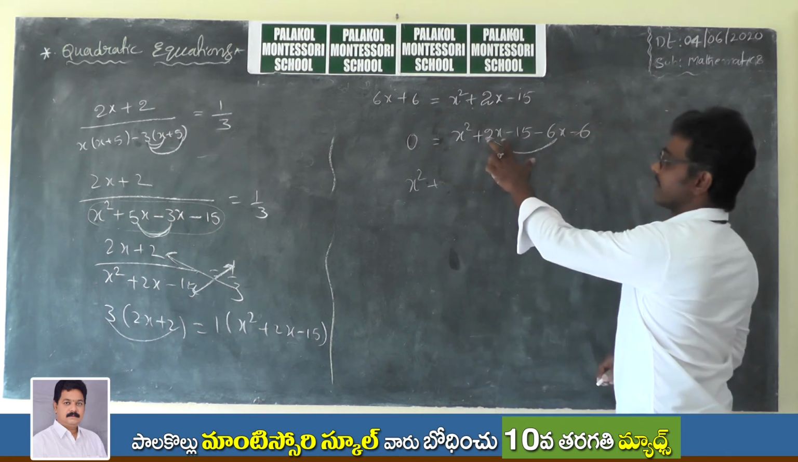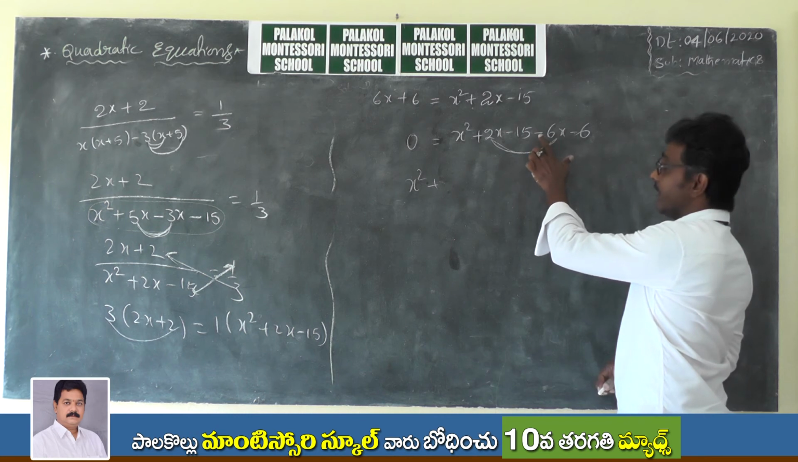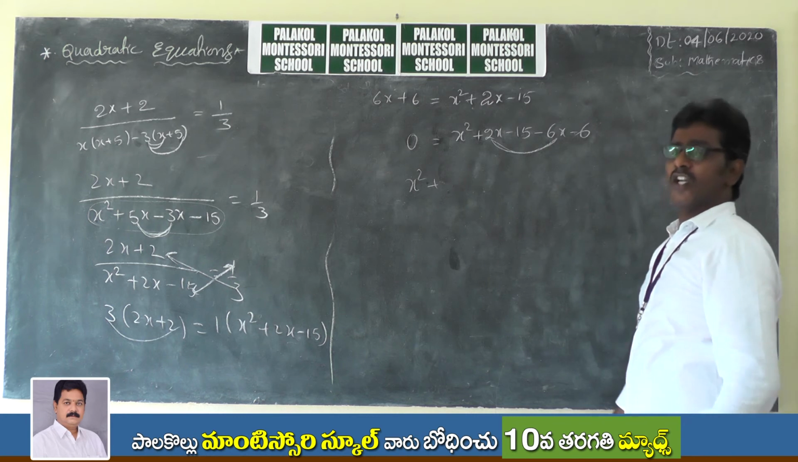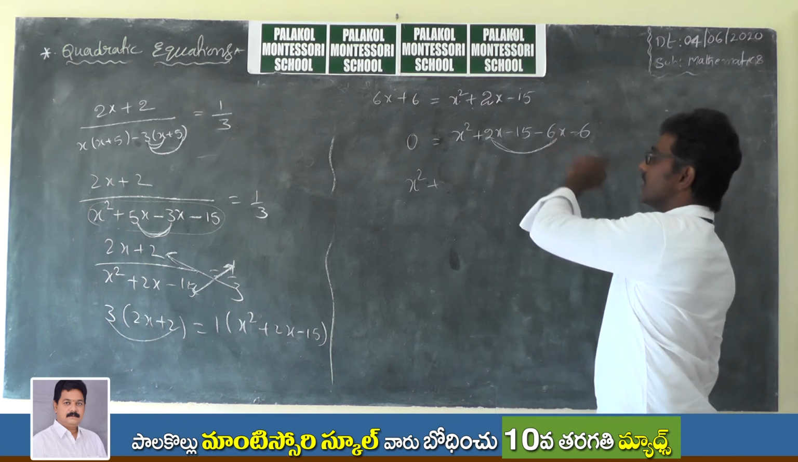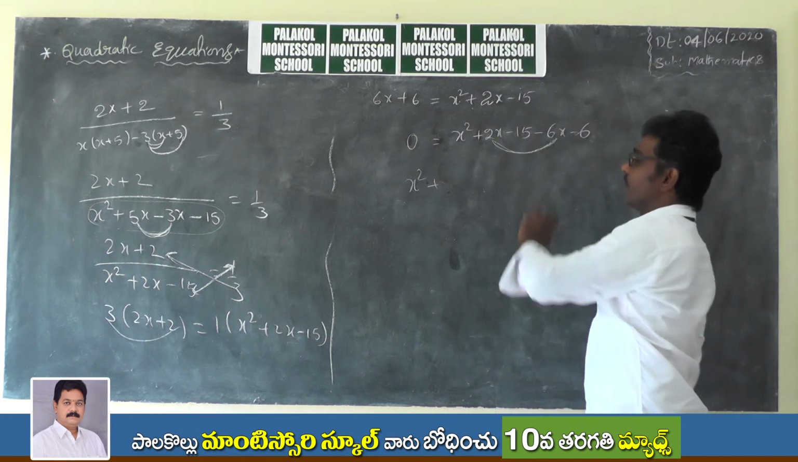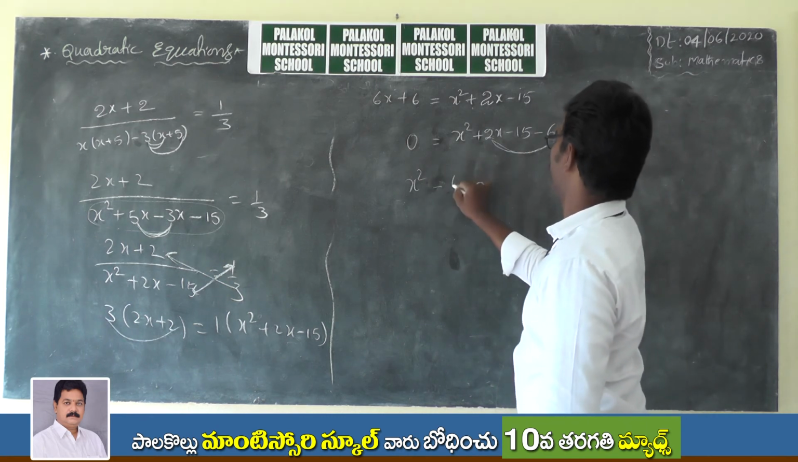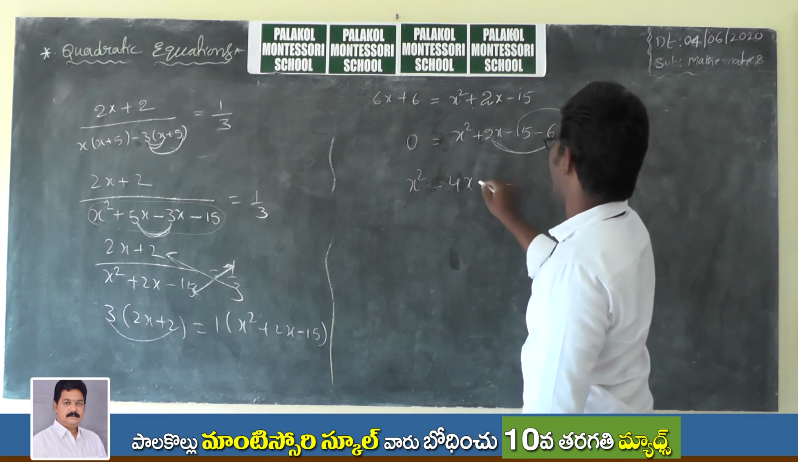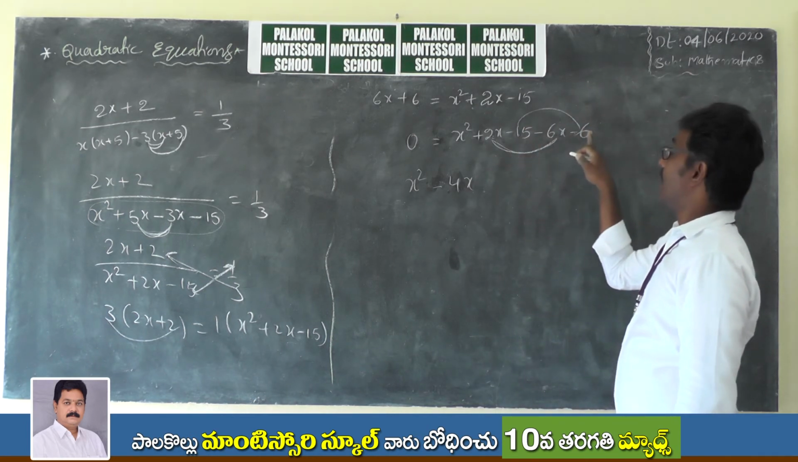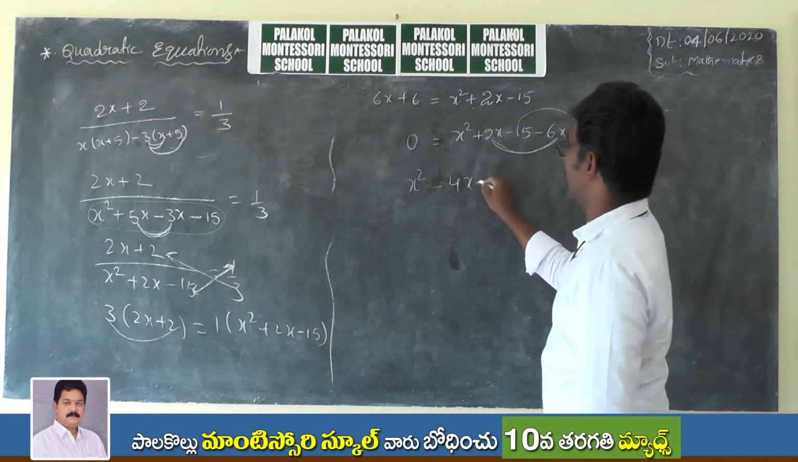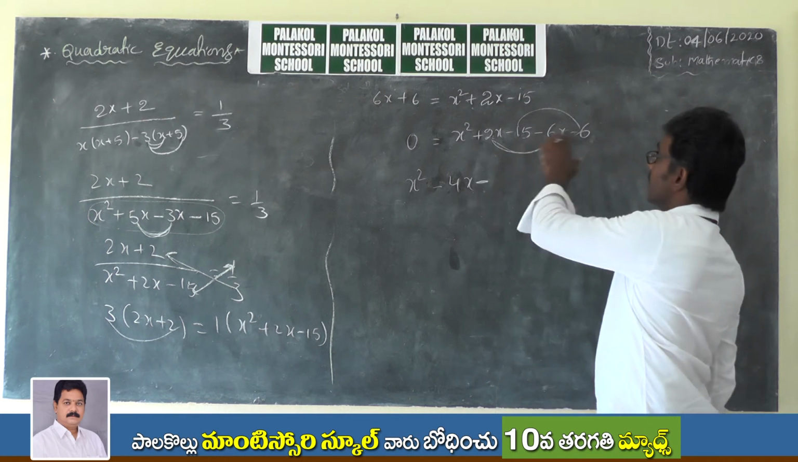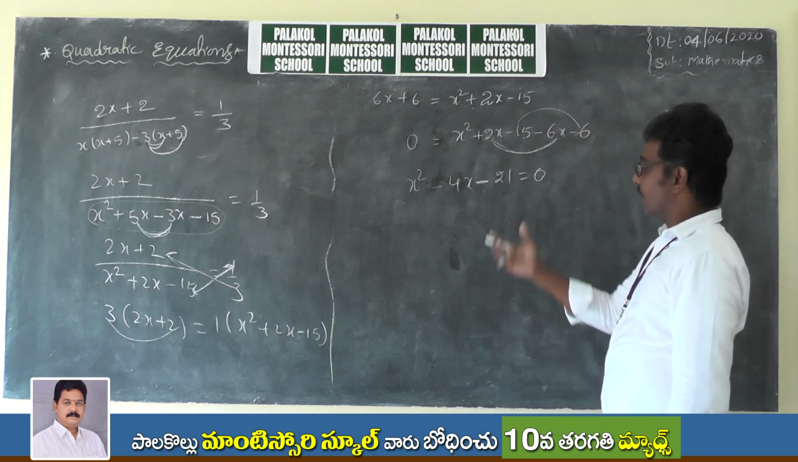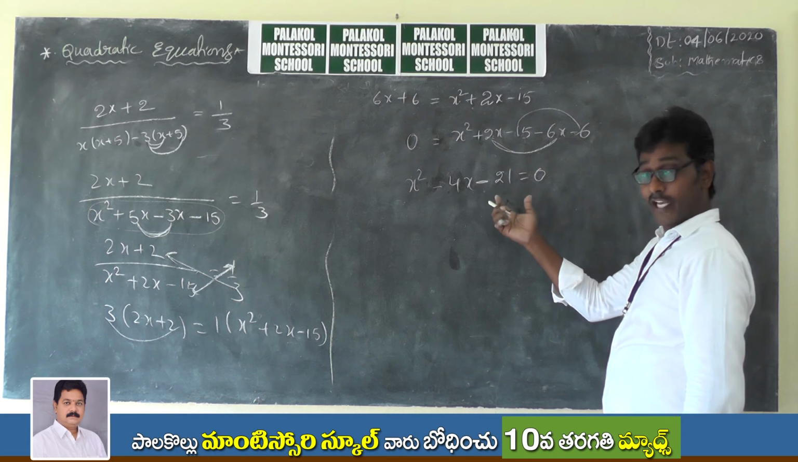Now simplify. This is an x term, this is also an x term. What is the sign? One is positive, one is negative. In that situation, you identify the greater number. 6 is the greater number, so 2 minus 6 is minus 4x. Then minus 15 minus 6, add with the negative sign, you write 15 plus 6, 21, is equal to 0. It's a quadratic equation or not? Yes, it's a standard quadratic equation.